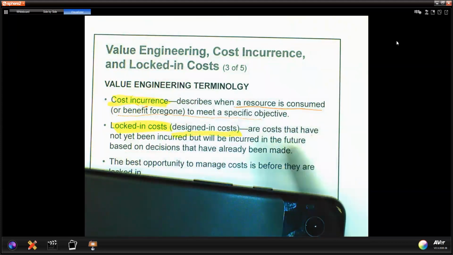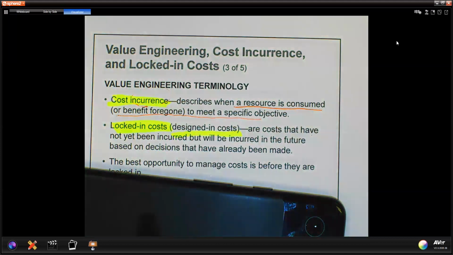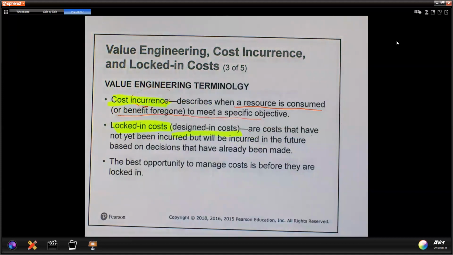They haven't been incurred, but they will be incurred in the future because I decided to use the black plastic as my material. So you can see the best opportunity to manage your cost is before they are locked in. Once it's locked in, it's hard to change.